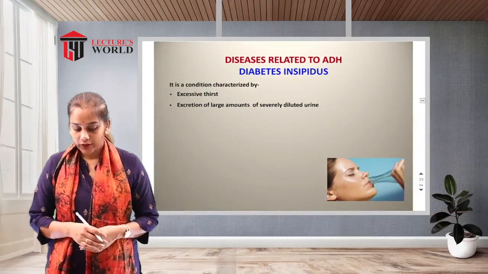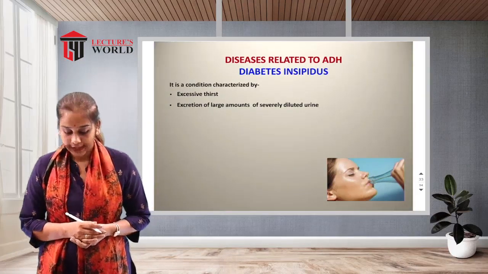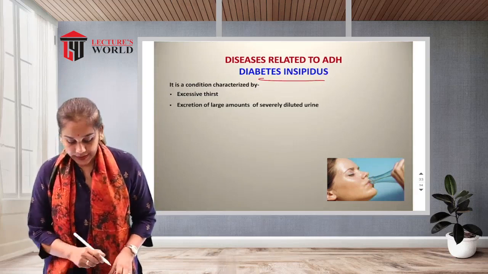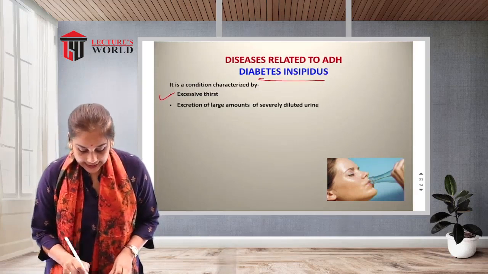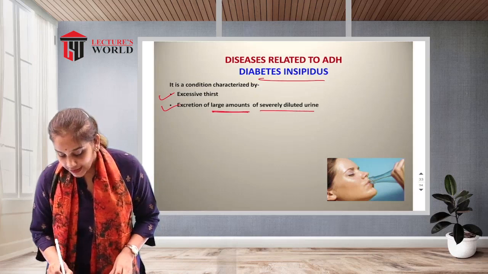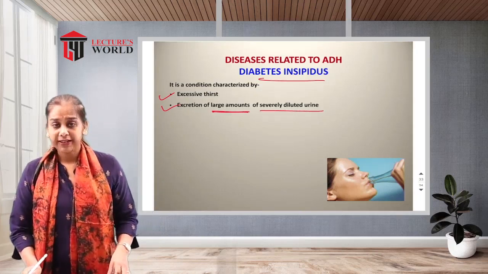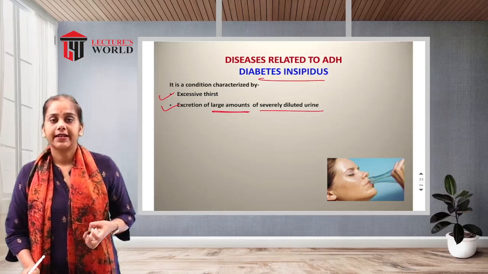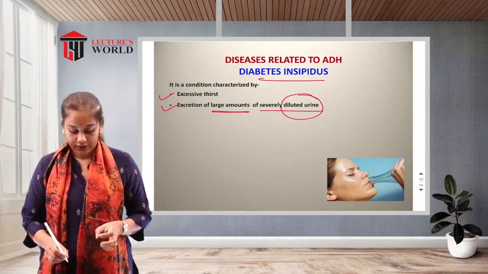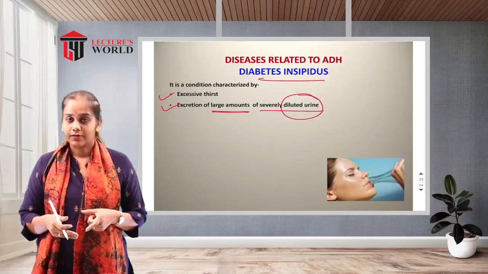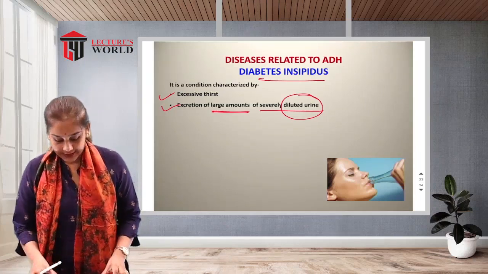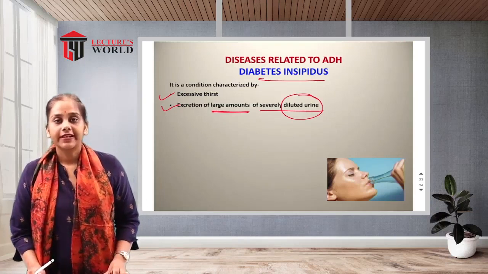Now applied anatomy, or we can say diseases related to the antidiuretic hormone. First one is diabetes insipidus. It is characterized by excessive thirst and excretion of a large amount of severely diluted urine. Why? Because they retain the water inside the body, so severely diluted urine will be there. These are the two major characteristics of diabetes insipidus.